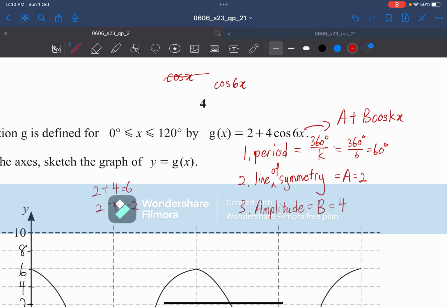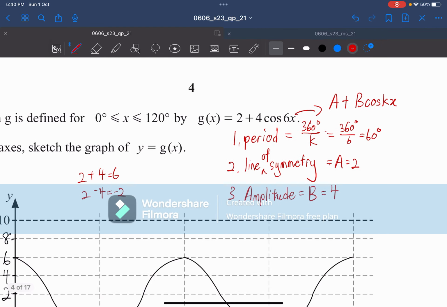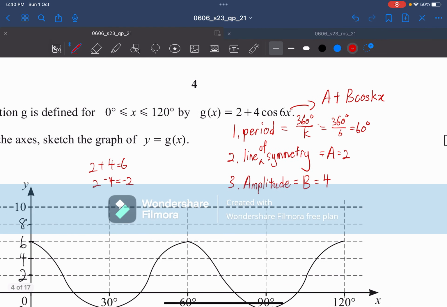So, just some transformations. Everything here is just a transformation from cos x. This right here is a stretch parallel to the y-axis. This here is a translation by 2 units up, and so on. So yeah, everything here is just a transformation from cos x. So anyways, moving on from question 2.